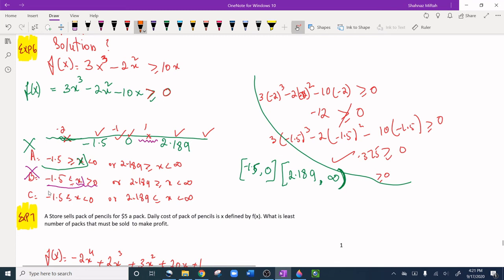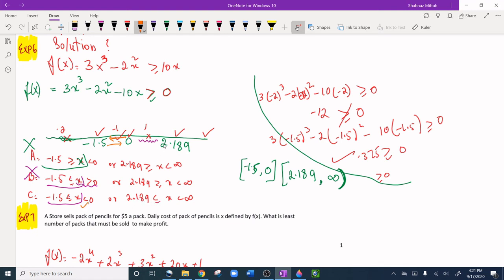Let's try the last one. I'm picking this portion first. So x greater equal -1.5. Yeah, x greater equal -1.5. Greater than -1.5 works. X less than 0, less than 0 is this portion. Like I'm going in this direction, and I'm greater than -1.5 going in this direction. So yes, between both of them, it works. So this portion is good.